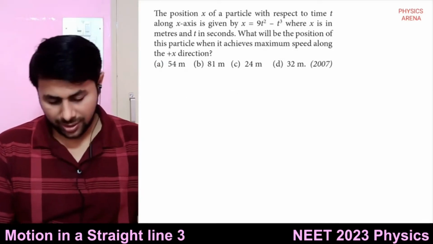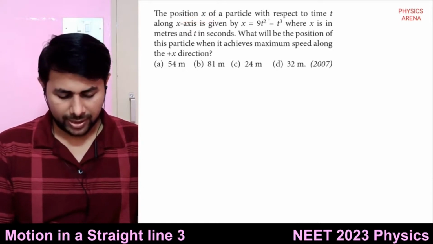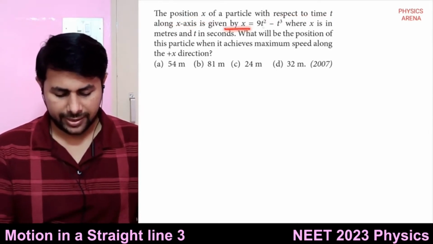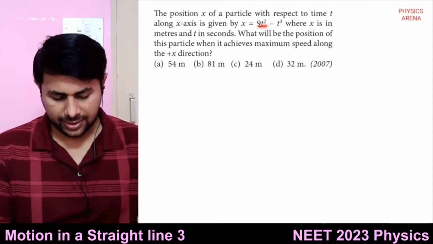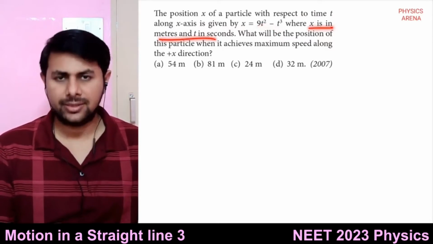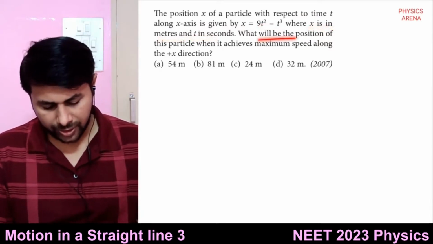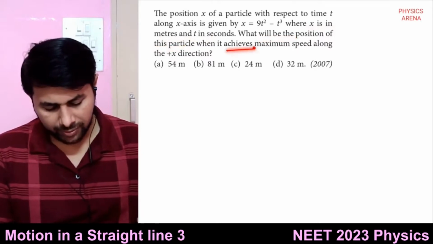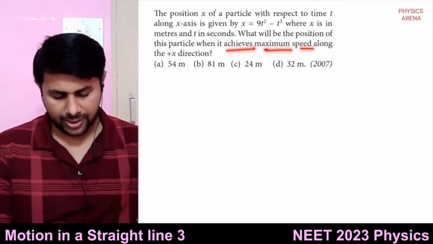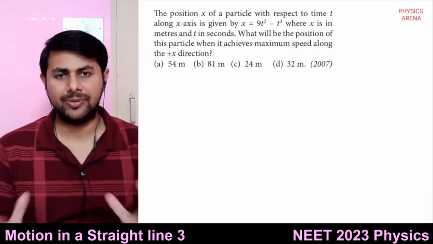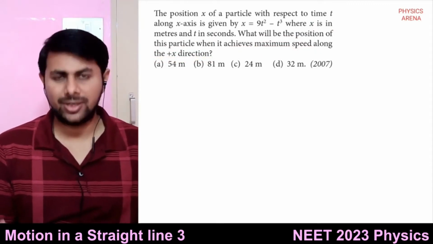Next question. The position x of a particle with respect to time t along x-axis is given by x is equal to 9t square minus t cube, where x is in meters and t in seconds. What will be the position of this particle when it achieves maximum speed along positive x direction? So this is the question.